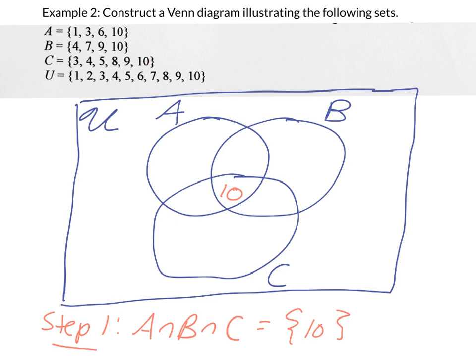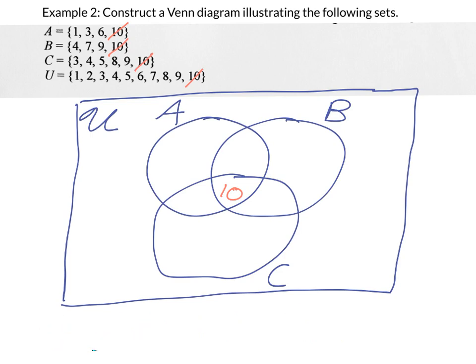As soon as you put a number in the diagram, get rid of it from all the sets. Even the universal set, get rid of it. We'll see why by the end of this question that's going to pay off. You don't have to write out step 1 like I did here. In fact, I'm going to erase it. I'm just showing you that that's technically the intersection, the overlap between all 3 sets. They all overlap at 10. All right, so that's step 1.